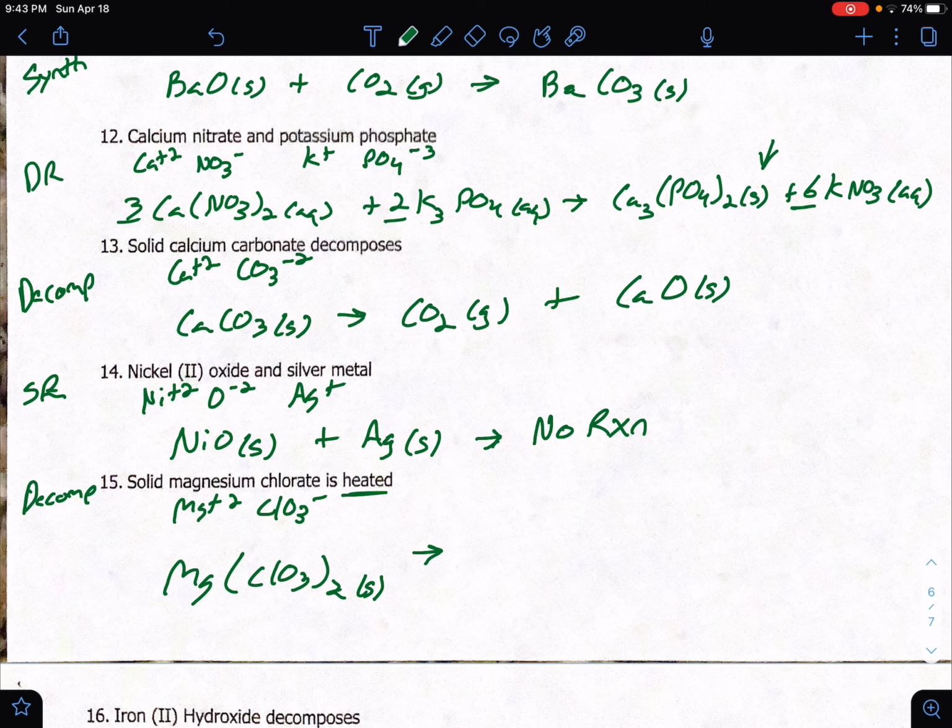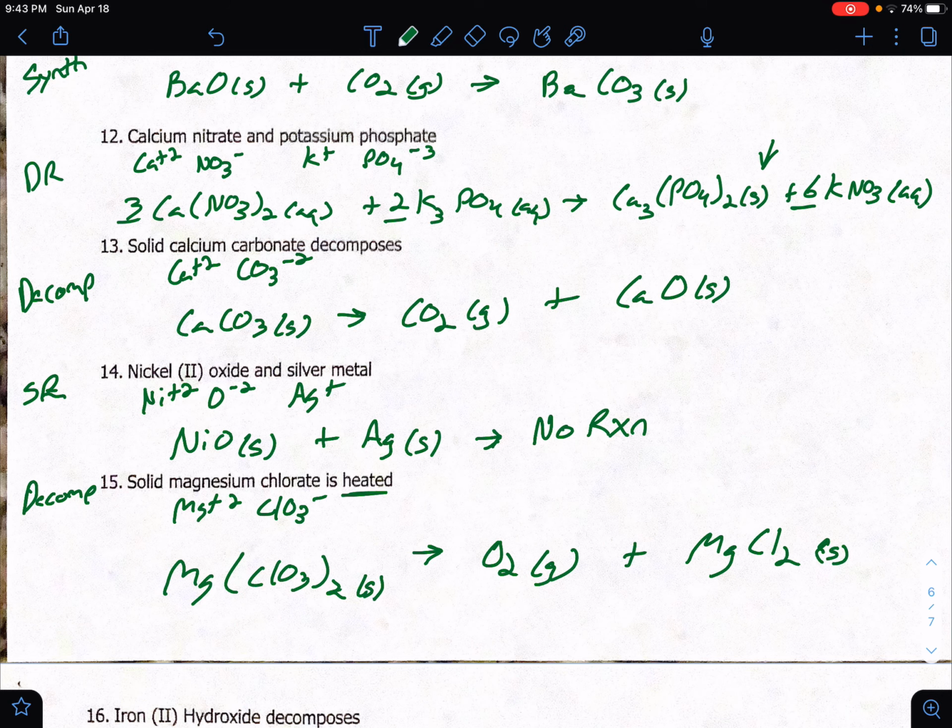It is heated, so that means we're going to decompose. So if I can make H2O, can't make it. I can't make CO2. I can make O2 though. That means magnesium is going to hold on to that chlorine. So this becomes MgCl2, which is going to be a solid.